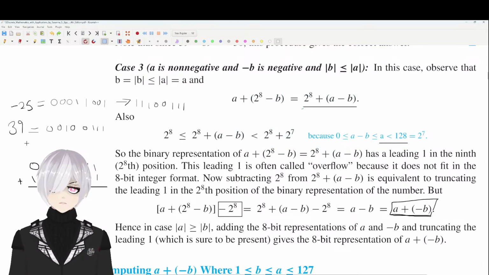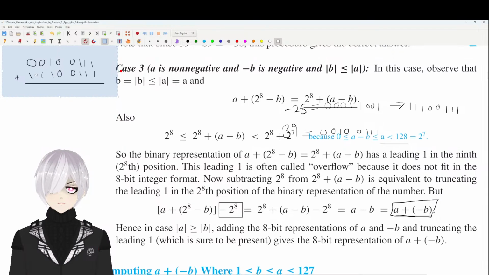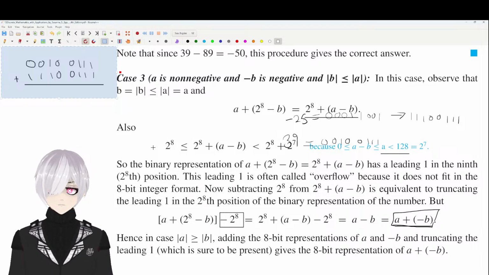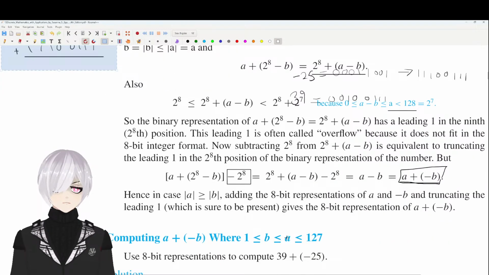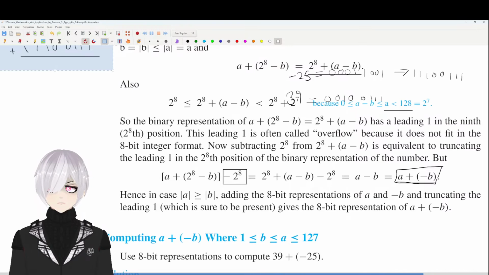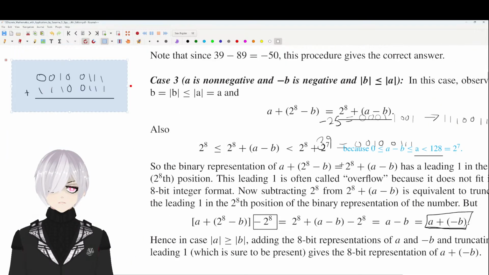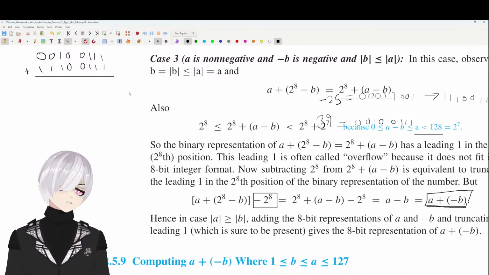So our procedure is just to add this together, and at some point we would need to check to make sure it's within the range. I can see that it's within the range, but we do need to check: if we end up with a ninth spot on the far left, a 1, then we truncate that 1.